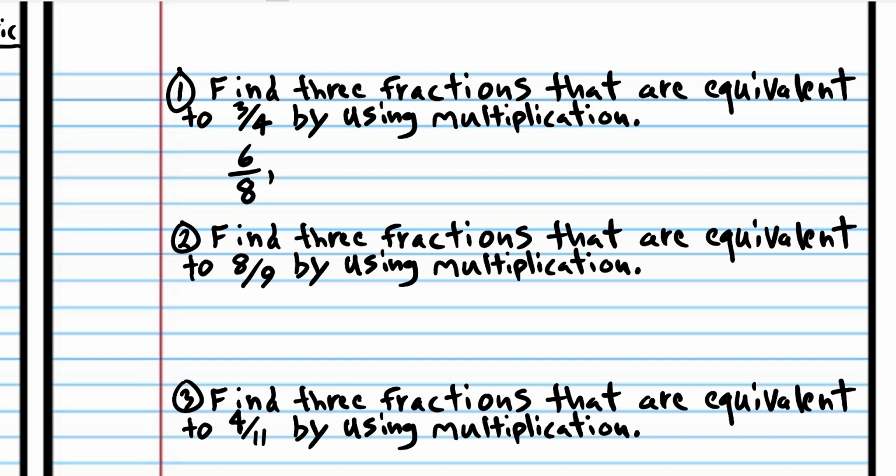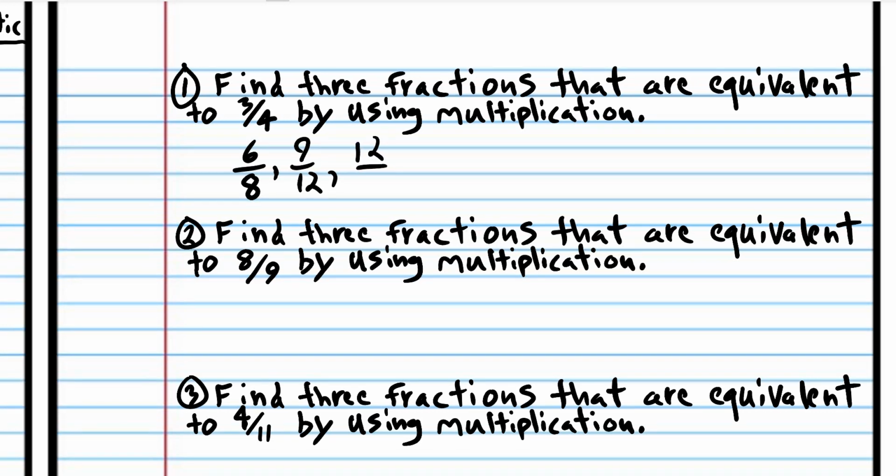Let's multiply both sides of 3/4 by 3. 3 times 3 is 9. 3 times 4 is 12. That's another fraction. Let's multiply both sides of 3/4 by 4. 3 times 4 is 12. 4 times 4 is 16. So we found 3 fractions that are equivalent to 3/4 by using the fundamental principle of fractions.